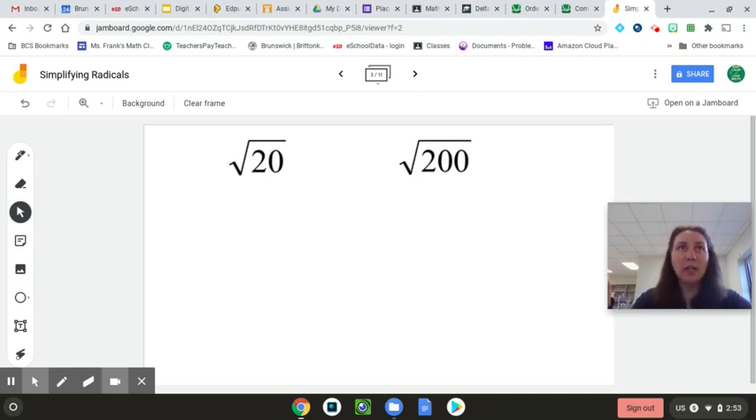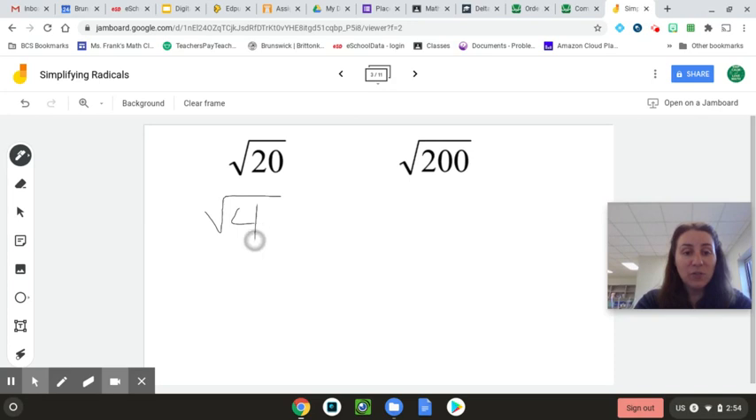So for example, 20. 2 and 10 totally go into, they are multiples of 20. However, are 2 or 10 perfect squares? No. So you cannot use them. So you need to find a number from that list we talked about yesterday, and you should have copied down in your notebook, a number that is a perfect square and can go into your radicand. So for 20, that magic number is 4. And then 4 goes into 20 5 times. And if you check, radical 4 times radical 5 would give you radical 20.